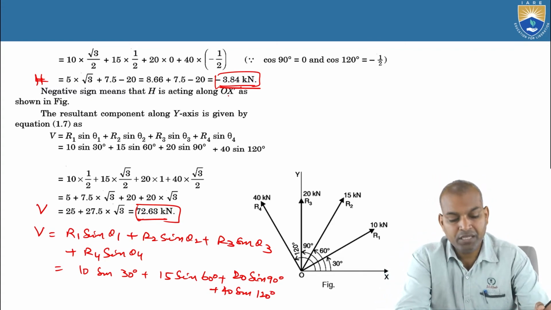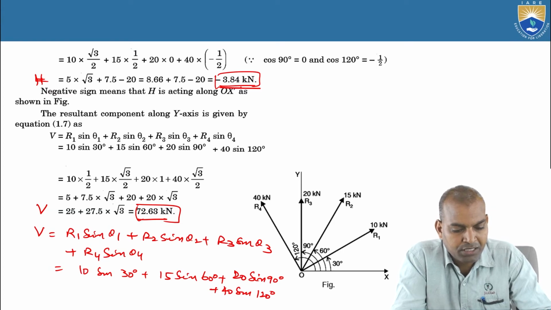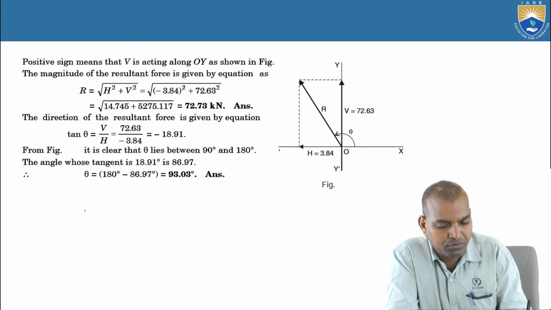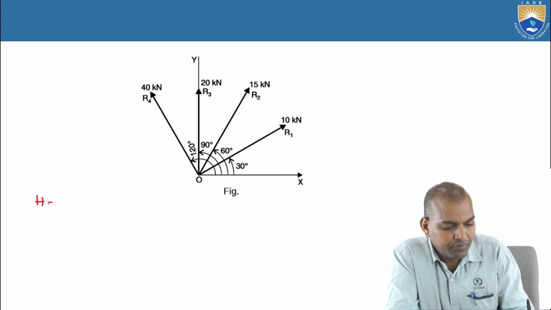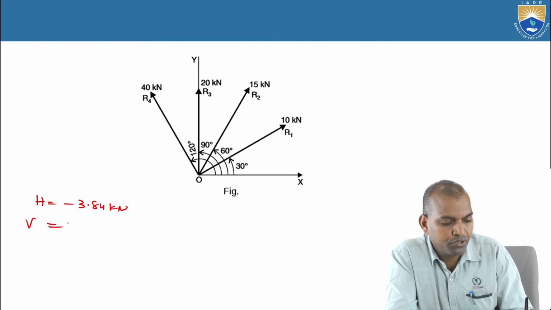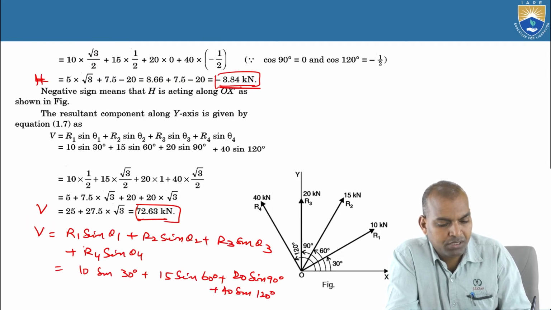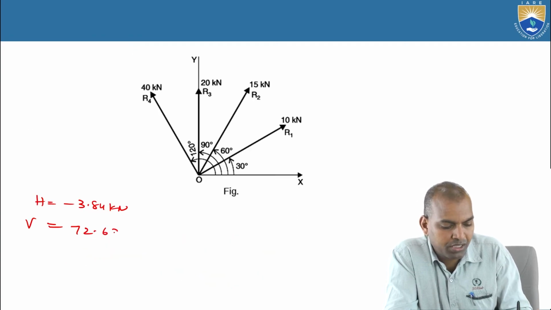Here V is the positive value, and H is the negative value. The obtained value of H is negative of 3.84 kilonewtons, and the positive V value is 72.63 kilonewtons.